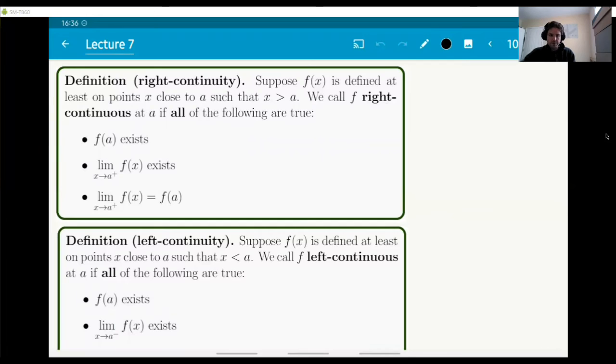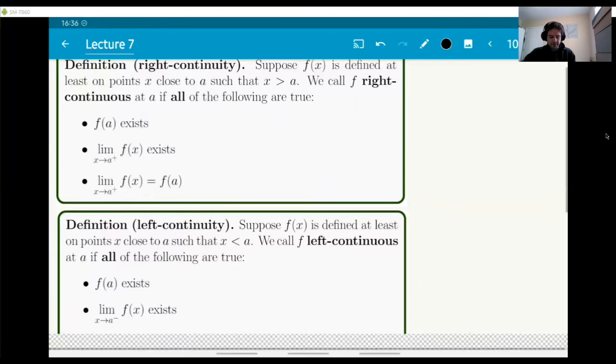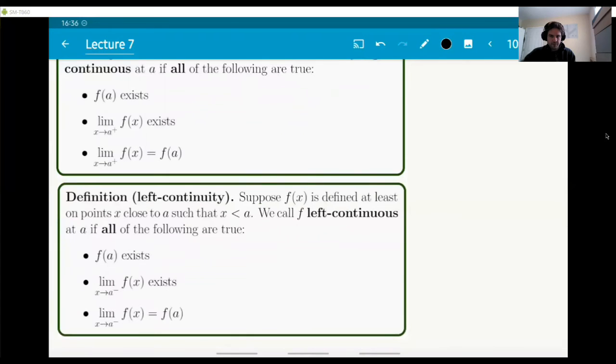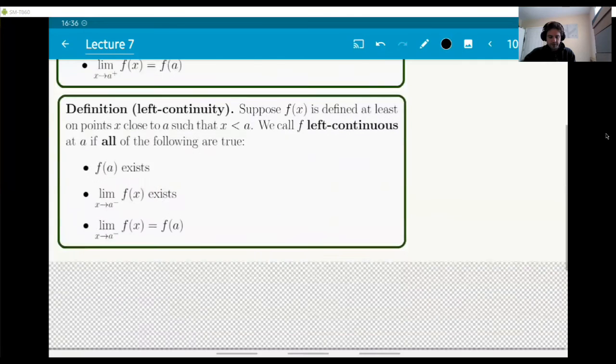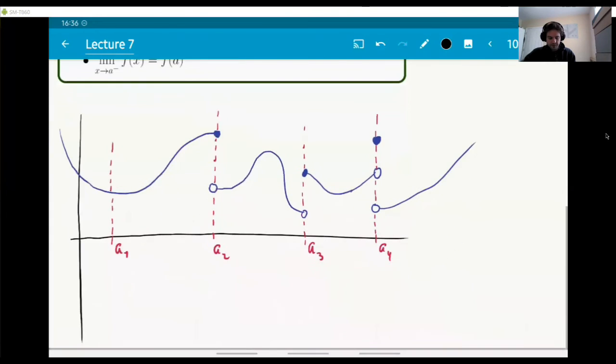What does right continuity mean? At a point A, it means that f of A exists and the one-sided limit from the right exists. And those two numbers need to be equal. Similarly for left continuity. And here is my quick example. What's happening here, I gave you 4 points. Let's call this function f, this graph here.